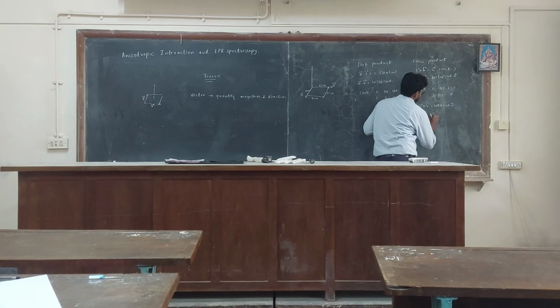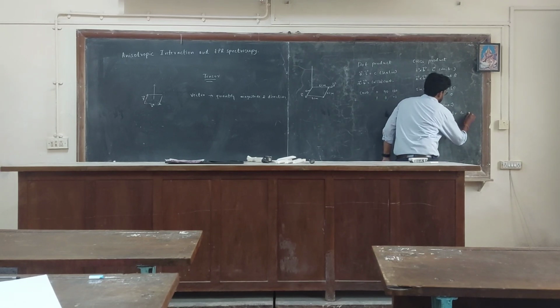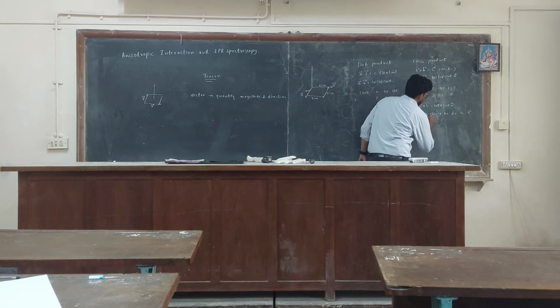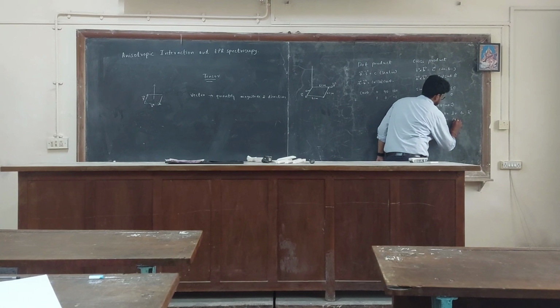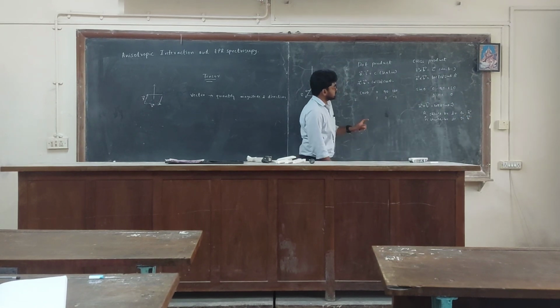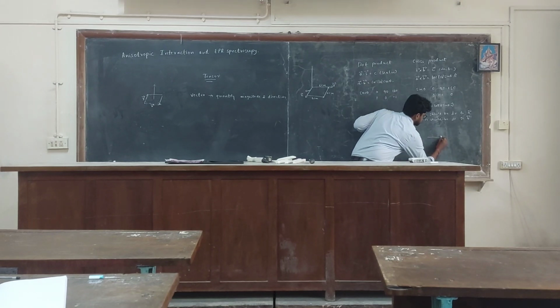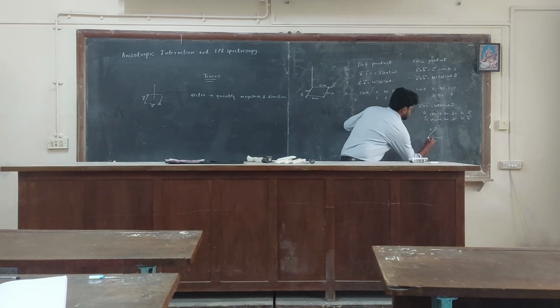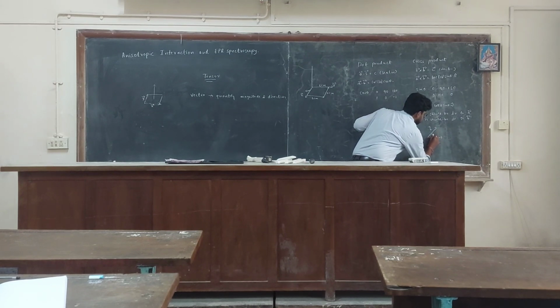See, n should be perpendicular to A, also n should be perpendicular to B. So how to get the direction of cross product? See, if suppose there are two vectors A and B, making some angle theta say.